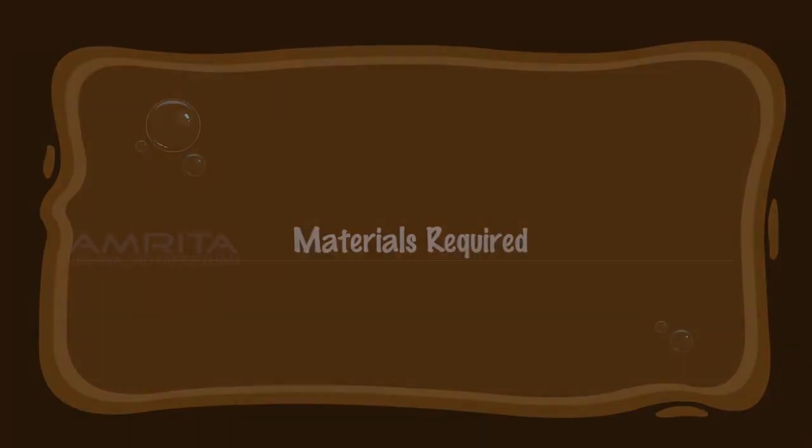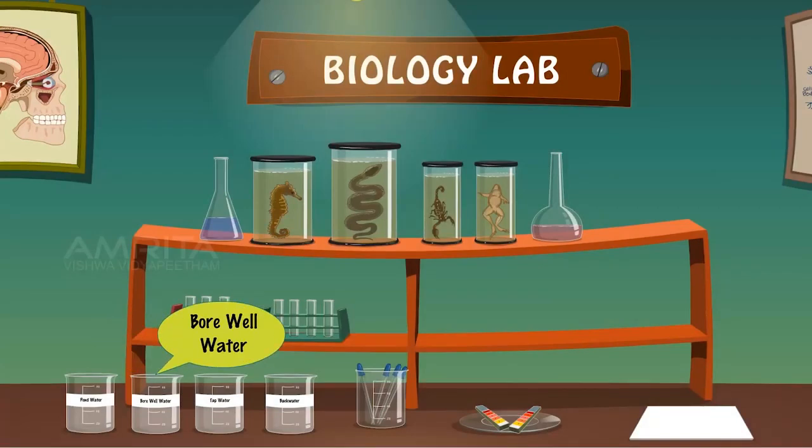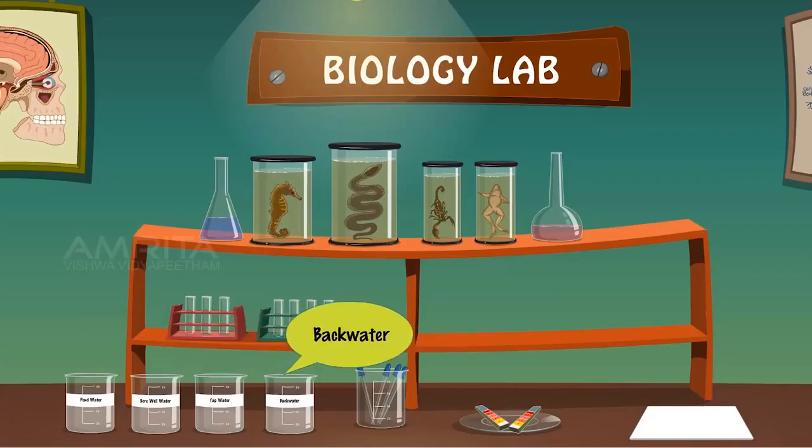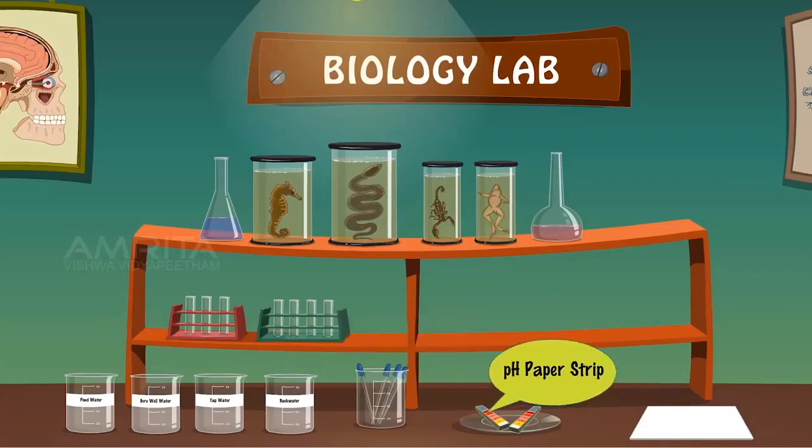Materials required: water samples from a pond, bore well, tap water and backwater, droppers, pH paper strips and a tile.